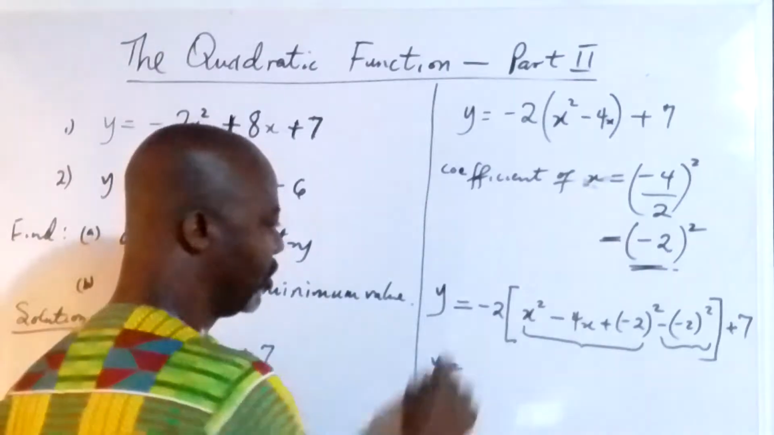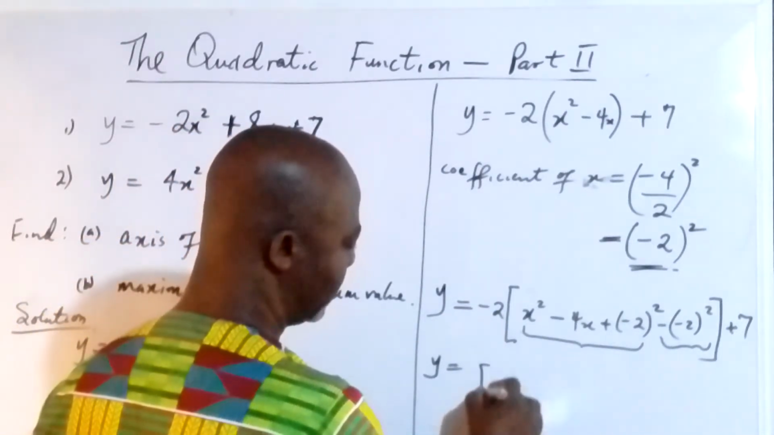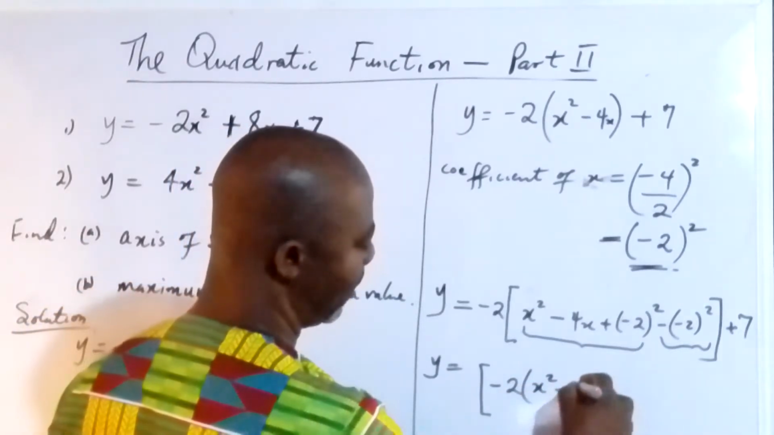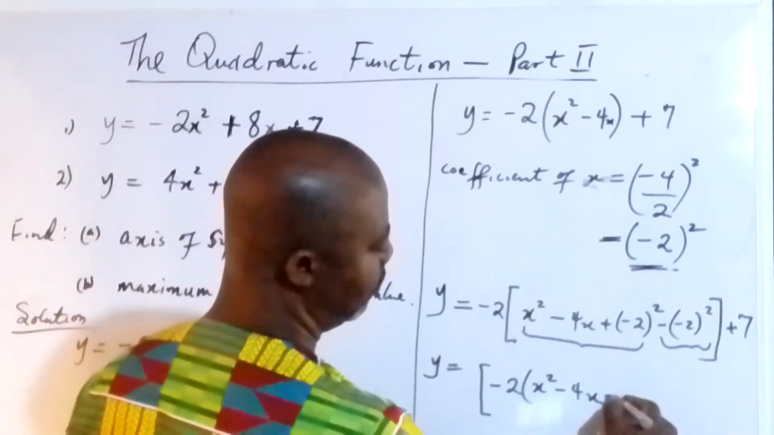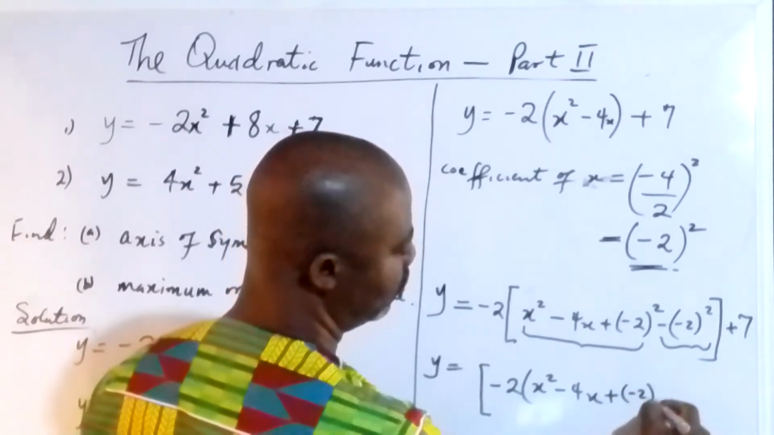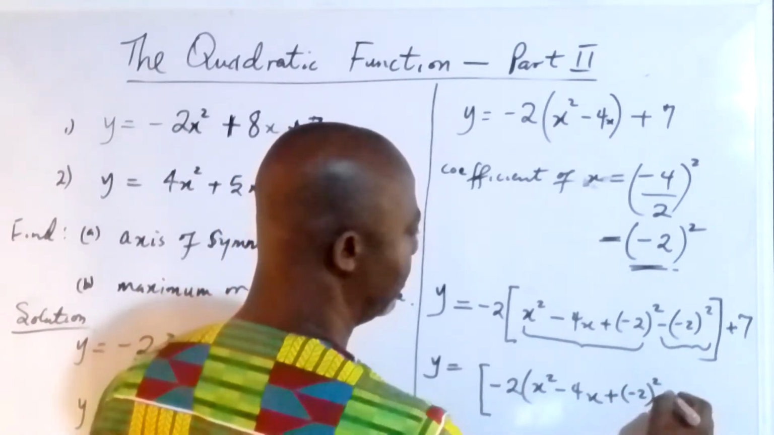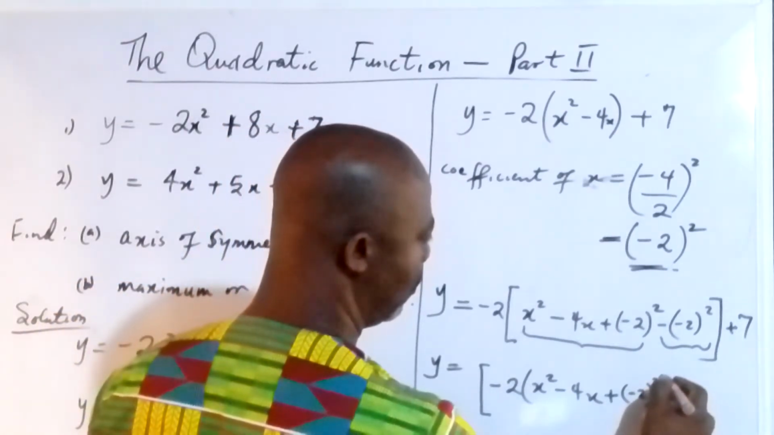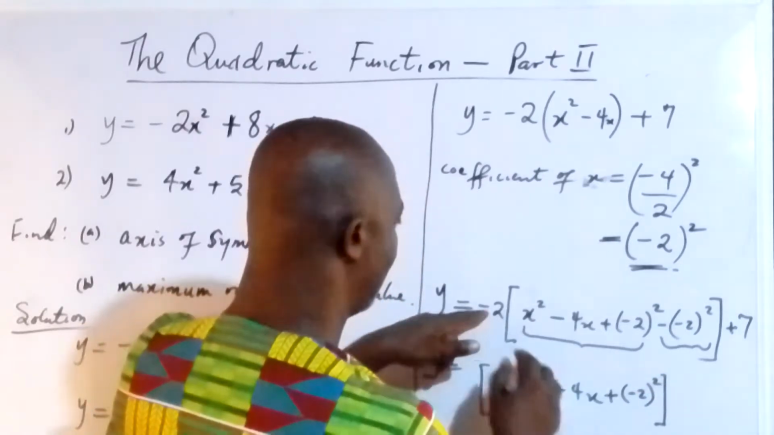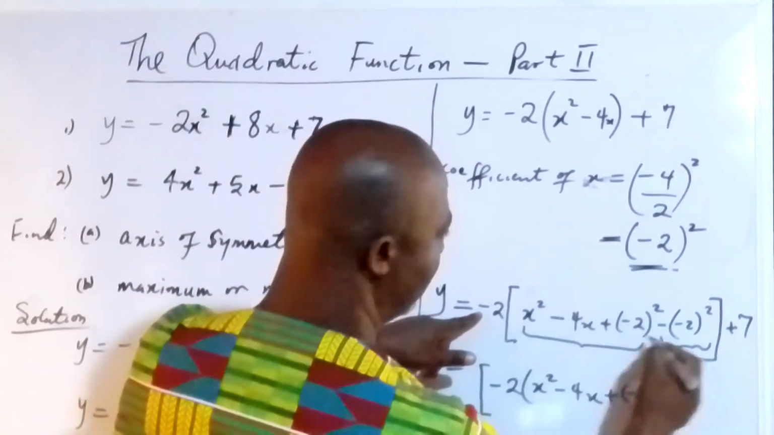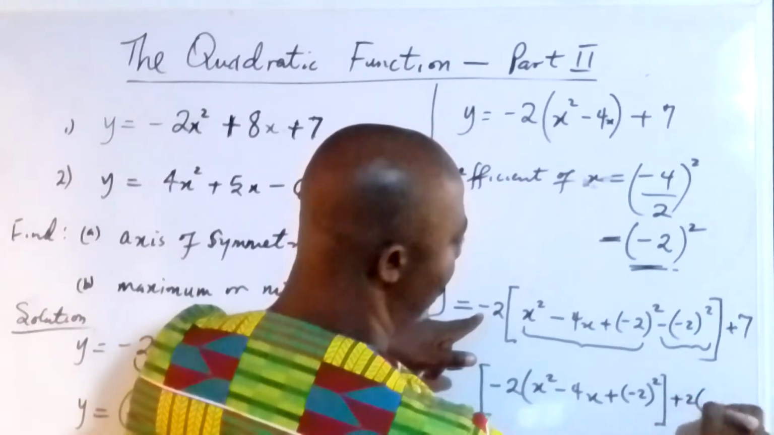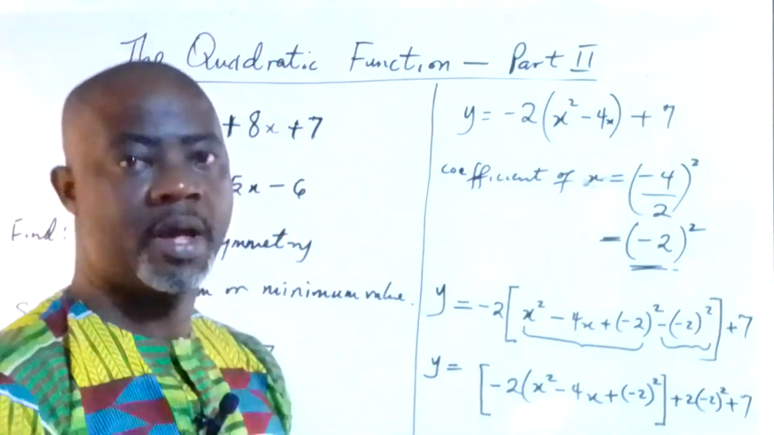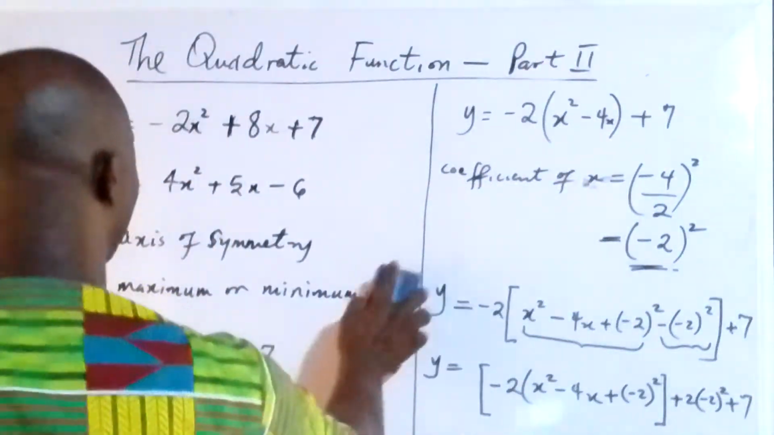I'm going to expand the bracket using this minus 2. So I still maintain my square bracket. I have minus 2 times x squared minus 4x, okay, plus minus 2 squared, okay, so I will close this, and then of course I'm still going to use it to multiply. Minus times minus is plus 2 times minus 2 squared plus 7. Alright, so I am going to come over here.